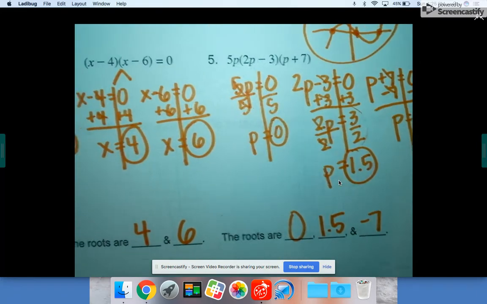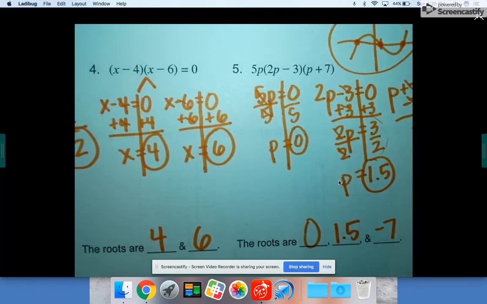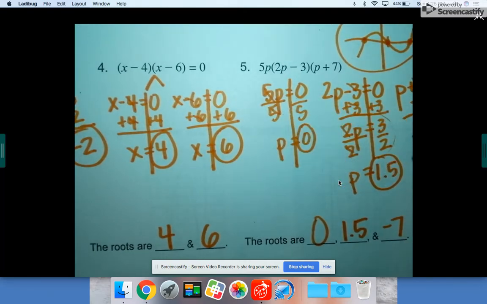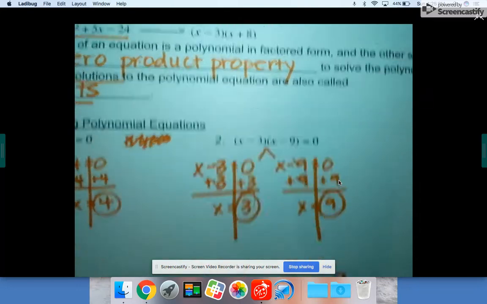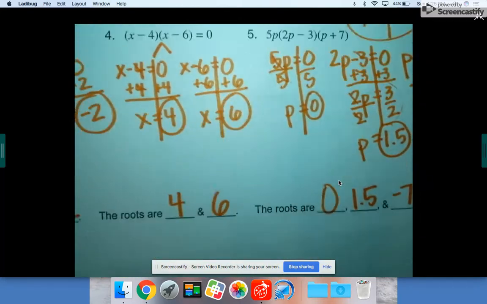Okay. I am almost out of video space, so I'm going to turn this video off and then start a new one to show you the back side. So go ahead and watch video 2 to start on the back for notes.